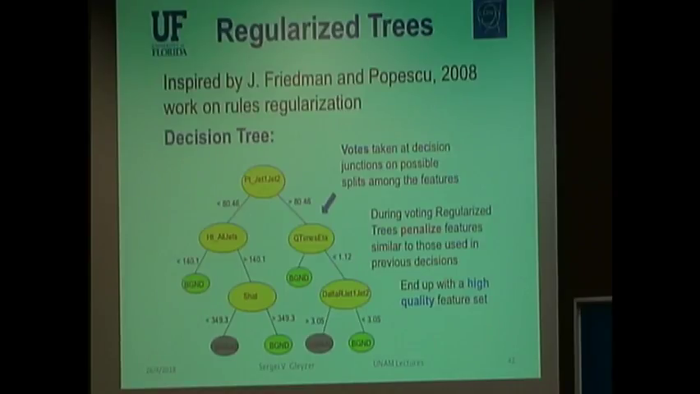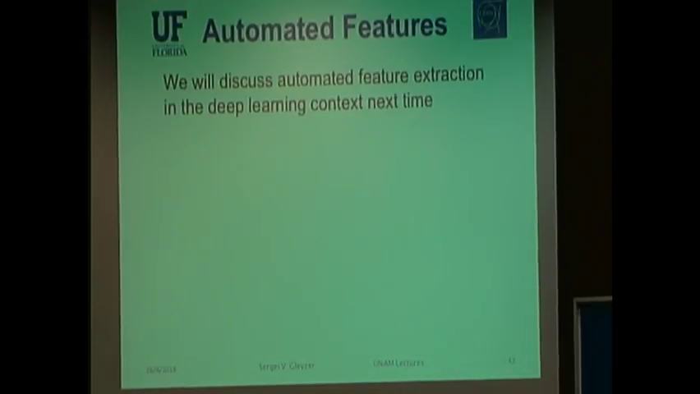Except now you make a penalty, and you end up with a really good, small, very robust tree. Okay? That's one example of an embedded method. And I'll tell you about others perhaps already next time.